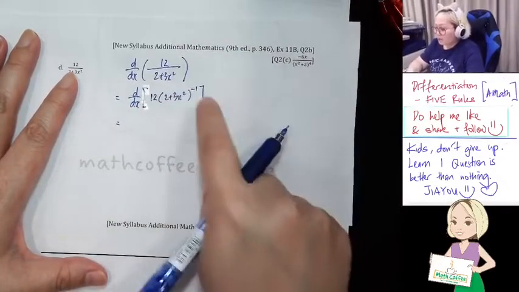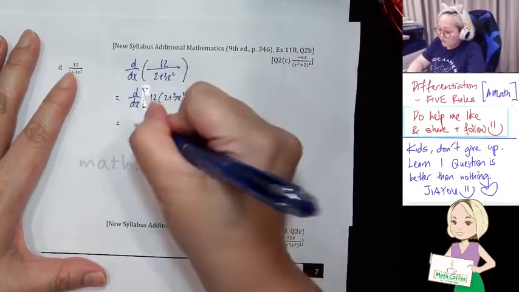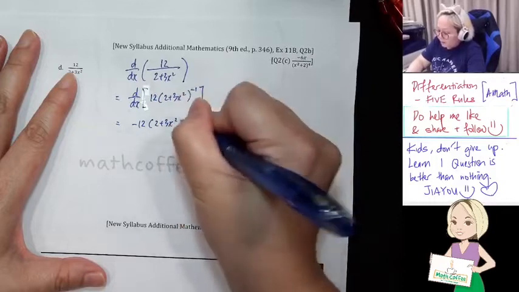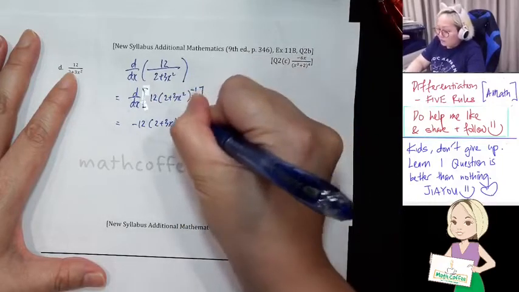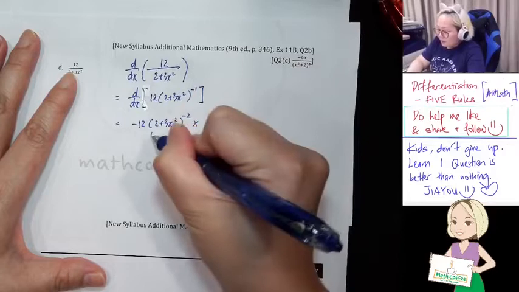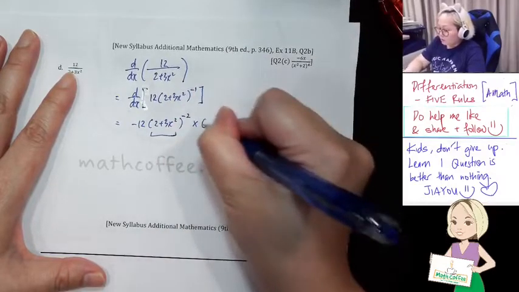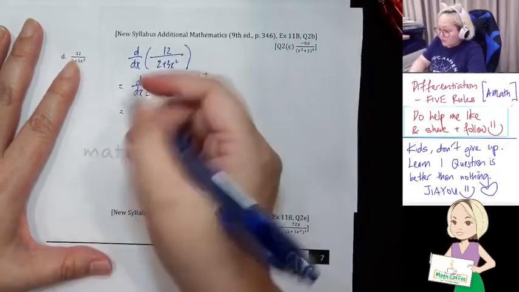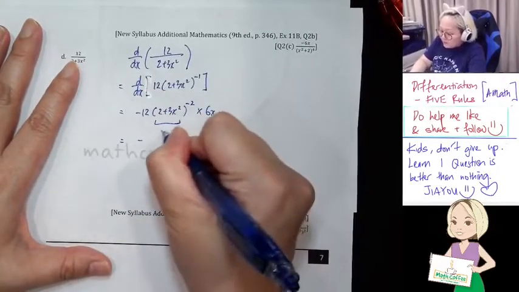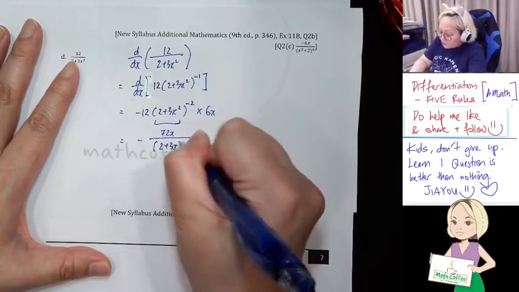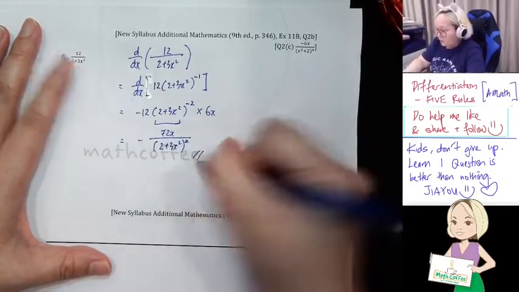Power bring down, minus 1 times 12 is just minus 12. Then 2 plus 3x squared, power minus 1 means minus 2, multiplied by differentiating the inside, which will be 6x. So this one will be minus 72x over 2 plus 3x squared to the power of 2. And we are done.